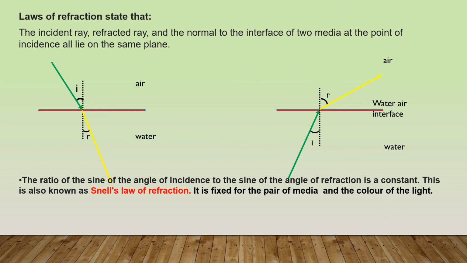Now let us put it in a mathematical equation. Sine i by sine r. So this means sine of angle of incidence, and this means sine of angle of refraction. It will always remain a constant. We'll get a constant value.